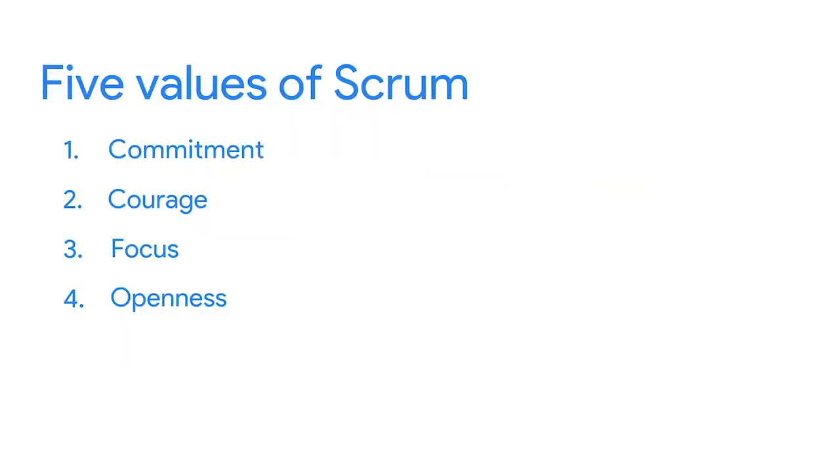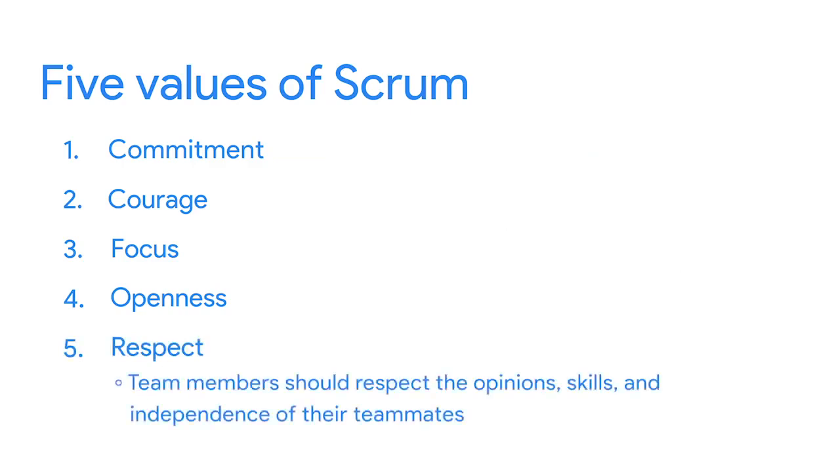The fifth and final Scrum value is respect. Team members should respect the opinions, skills, and independence of their teammates. When you respect the independence and contributions of others and feel respected yourself, you're more likely to listen and hear any feedback. This is crucial in making the product or business as successful as possible.